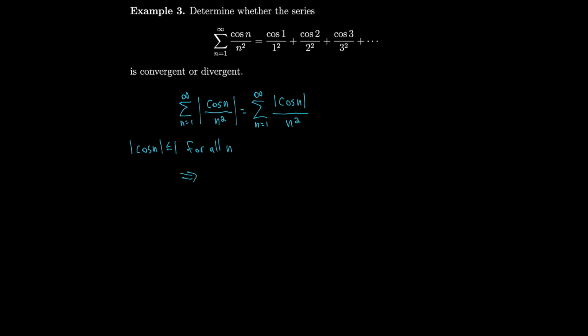So that means that the absolute value of cosine of n over n squared must be less than or equal to 1 over n squared. So the sum of cosine of n over n squared must converge by the comparison test, because 1 over n squared converges. It's a convergent p-series with p equals 2, which is bigger than 1, as we keep seeing.